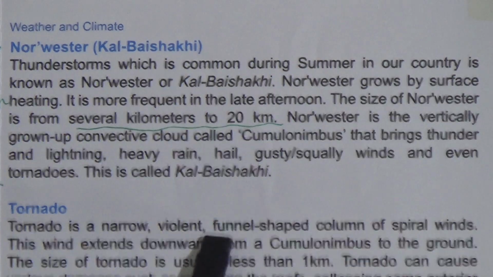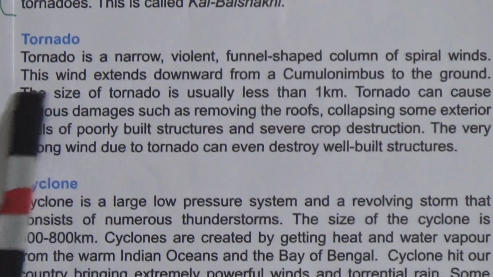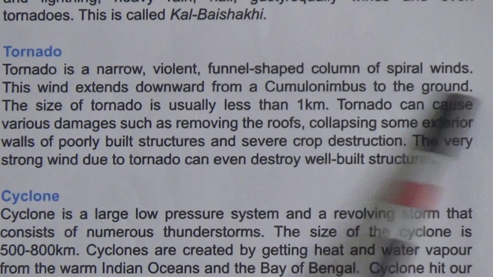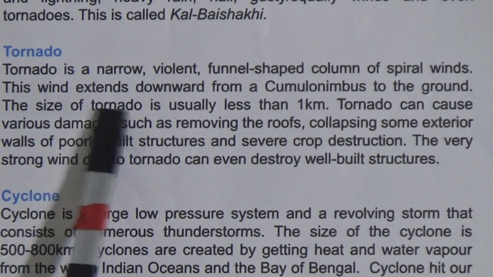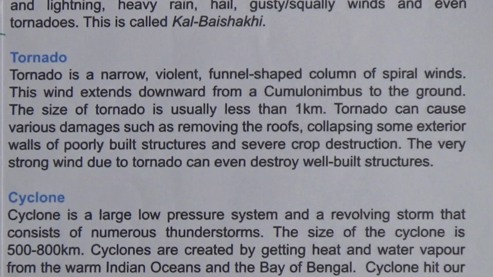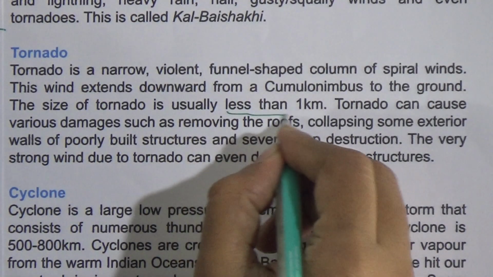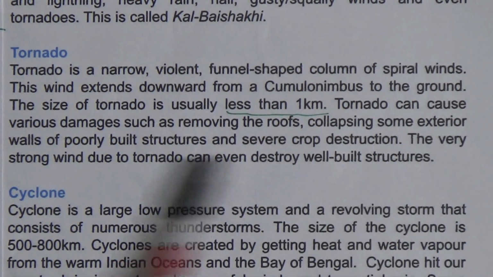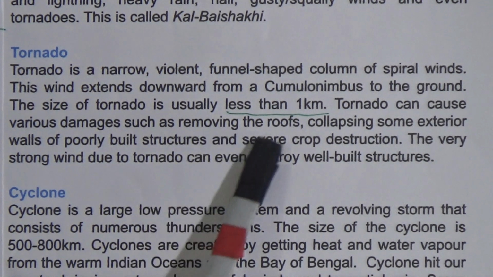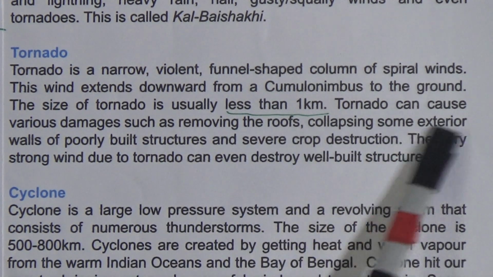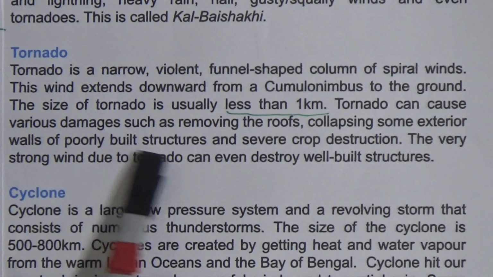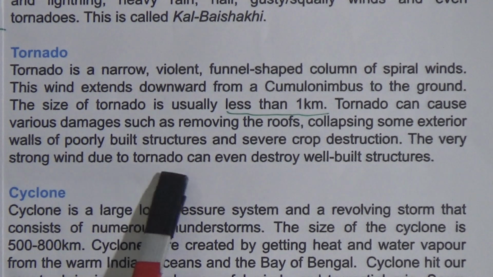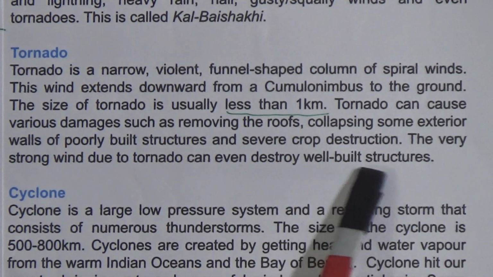A tornado is a narrow, violent, funnel-shaped column of spiral wind. This wind extends downward from a cumulonimbus to the ground, and the size of a tornado is usually less than 1 kilometer, whereas the size of Kalboishaki is several kilometers to 20 kilometers. A tornado can cause various damages such as removing the roof, collapsing some exterior walls of poorly built structures, and severe crop destruction. The very strong wind due to a tornado can even destroy well-built structures.